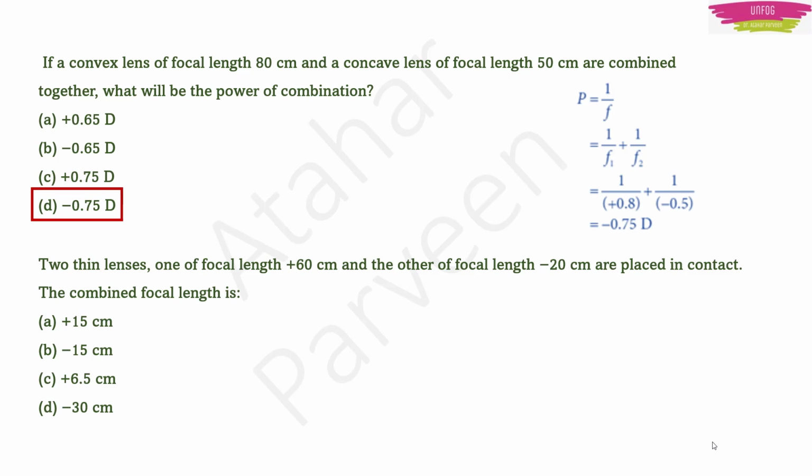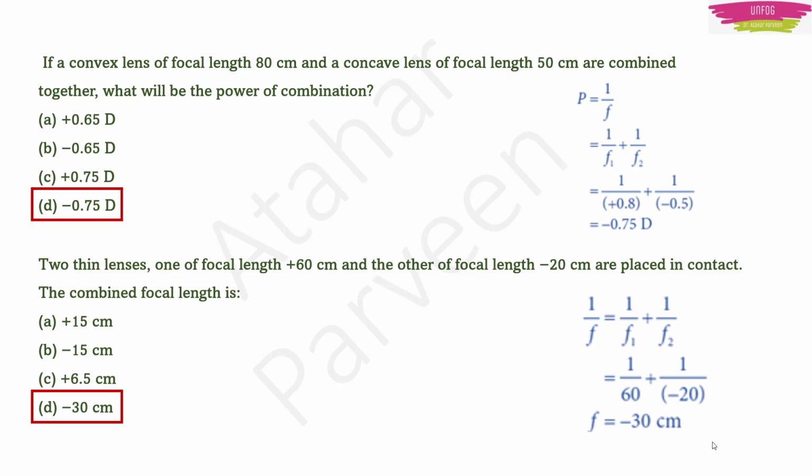Now you use the same formula. 1 upon f is equal to 1 upon f1 plus 1 upon f2. You substitute the values and find the value of 1 upon f. After that you take the reciprocal, and you get the f value. Here it will come out to be minus 30 cm. In the same manner you have to take the LCM and then take the reciprocal. You calculate it, simplify it, and let me know whether you are getting minus 30 cm or not.